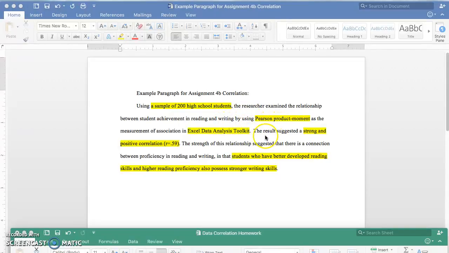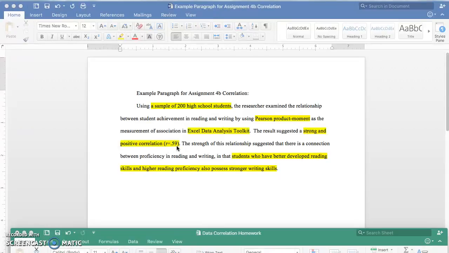analysis was. And the results in this case, the correlation coefficient you got from Excel was 0.59. And r stands for correlation coefficient. So I will report this as r equals 0.59.